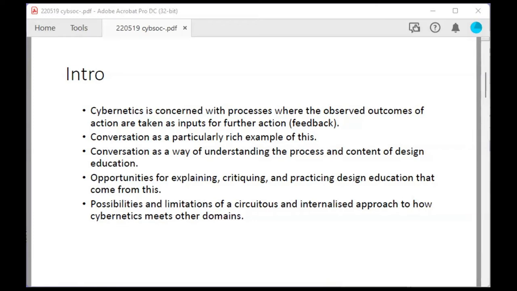feedback processes. Feedback, for me, I understand as a process where the observed outcome of action is an input for further action. You can think about that in many contexts. The obvious examples are the thermostat, the ship, and so on. But conversation is another one of these, and it's quite different. It has much more going on than those examples. It's quite rich. It's a bit more complicated.